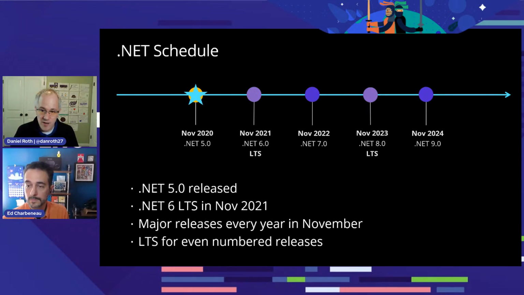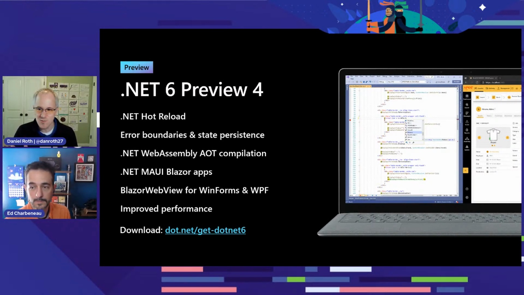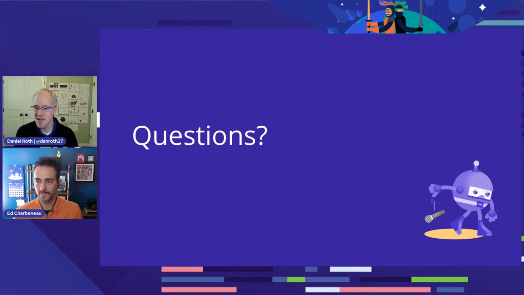So .NET 6 is already in progress. We just shipped .NET 6 Preview 4, and we expect to have a preview about once a month from now until we ship in November. So be sure to give it all a try. Like I said, .NET 6 Preview 4 is available. You can try out hot reload, error boundaries, state persistence, WebAssembly AOT, .NET MAUI Blazor apps, the WinForms and WPF controls are all there as well. The improved performance, you can get it at dot.net/get-net6. And with that, I think I'm done, and I'm happy to answer any other questions that people might have.